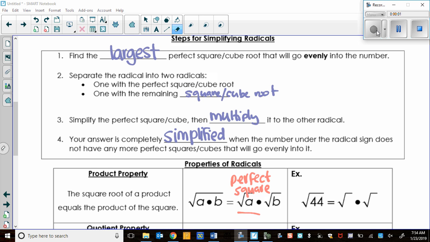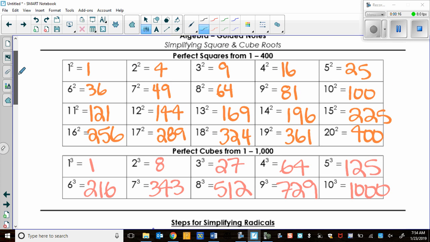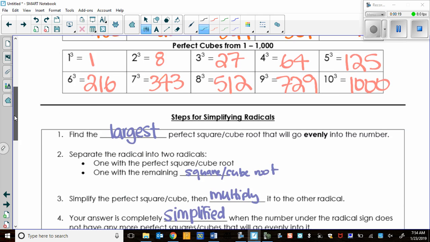Alright class, in this video I'm going to talk about how to simplify radicals. So the first thing I want you guys to look at is the steps here. What we want to do is find the largest perfect square that can go evenly into a number. So I'll show you what that looks like. We are going to need this chart so that you guys can refer to it.